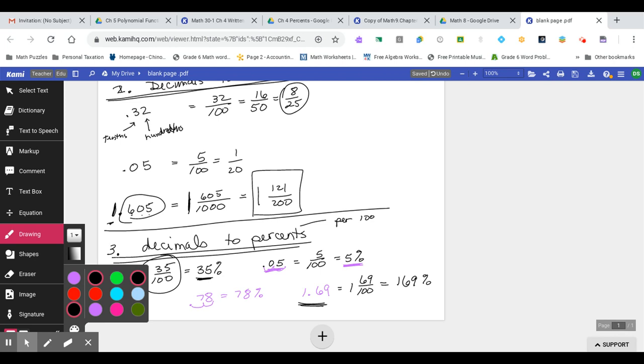So you want the shortcut version to go from decimals to percents. You're going to multiply the decimal by 100.